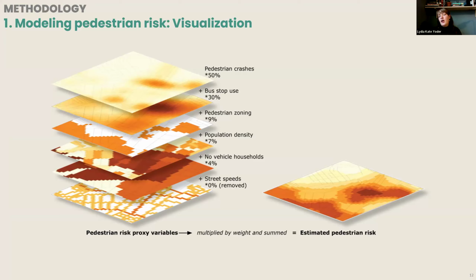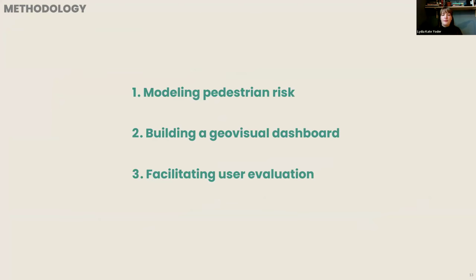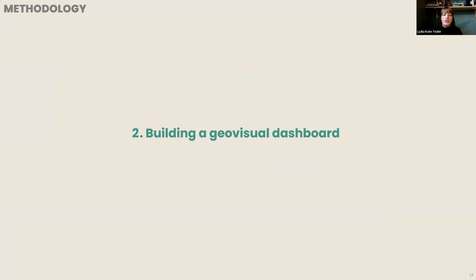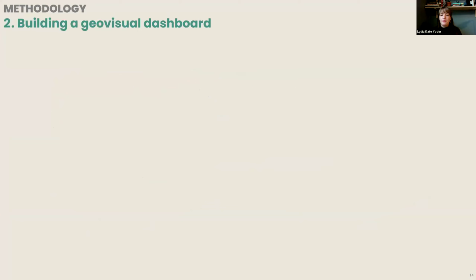This raster had a resolution of 100 feet, which is about half the length of a small city block, so that values at intersections at either end of the block could be easily differentiated. Next, we'll look at part 2 of the methodology, building a geovisual dashboard.